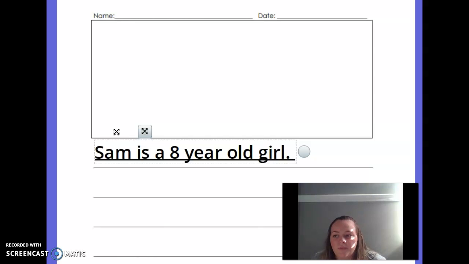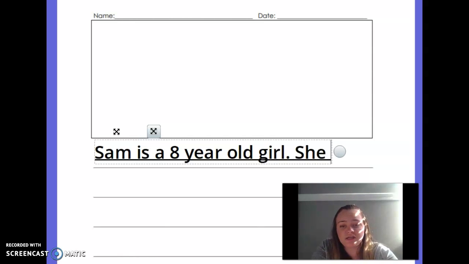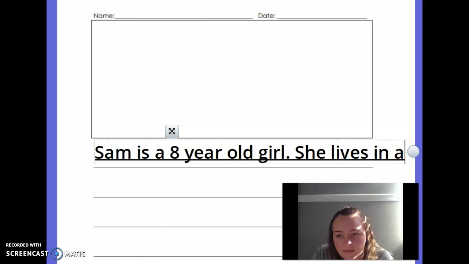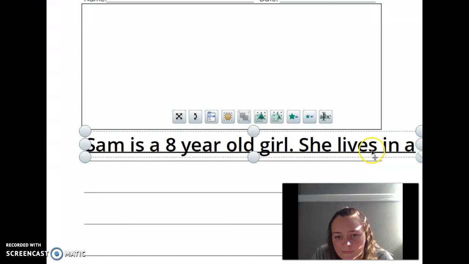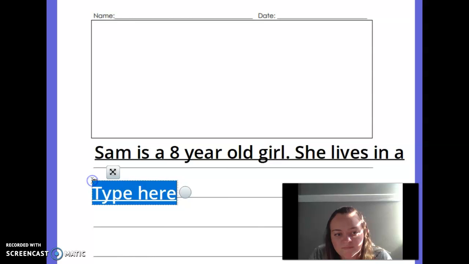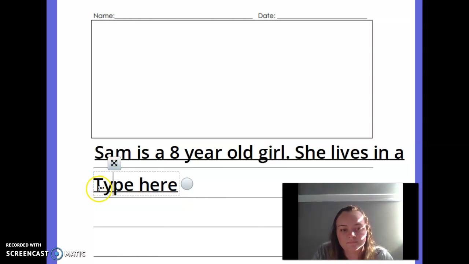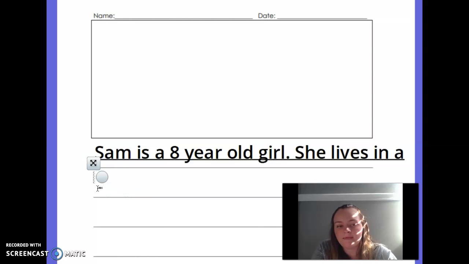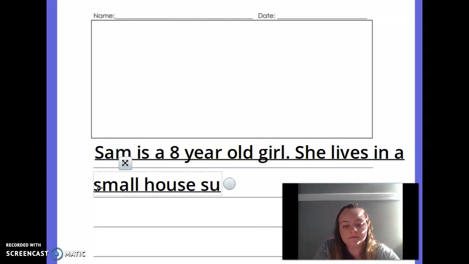I also want to let them know where she lives, and that's going to be important because most of my stories are going to take place outside. I could add that she lives in a... Sorry guys, bear with me just a second, I'm trying to type on here. She lives in a small house surrounded by trees.